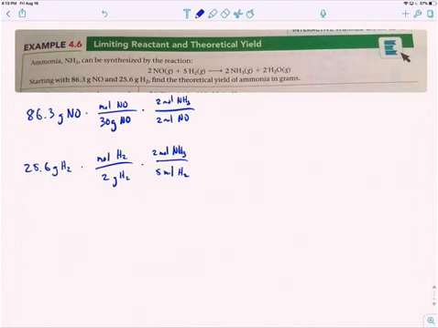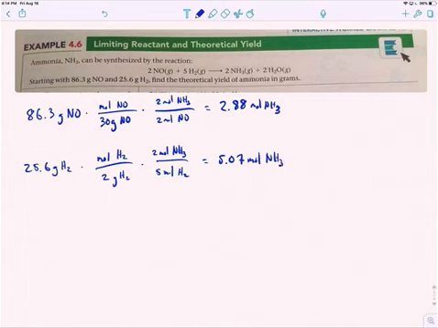And looking at this, we can determine that this will make 2.88 moles NH3, and this will form 5.07 moles NH3. So which one do we pick? Do we pick the high number or the low number?